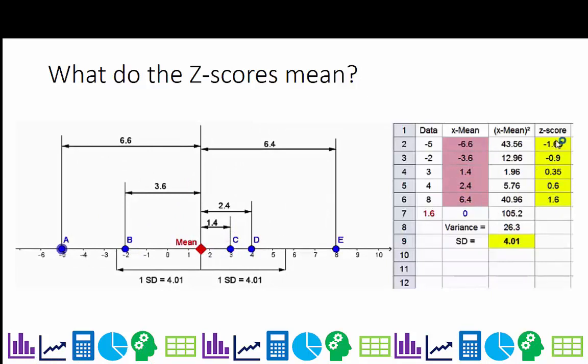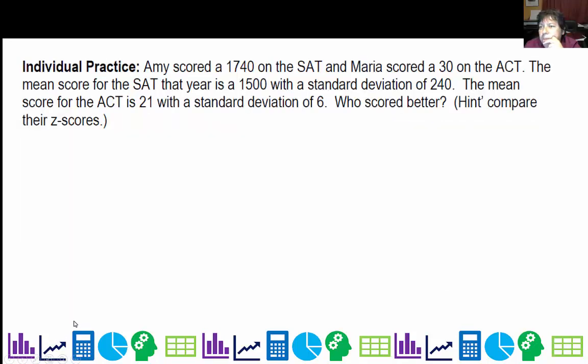So just looking at these Z-scores, you can tell I have 2 points that are below the mean, and I have 3 points that are above the mean because they have positive standard deviation scores. Which one's the furthest away from the mean? Well, based on the Z-score, it looks like point A is the furthest away from the mean, and then point E, which kind of makes sense based on the picture.